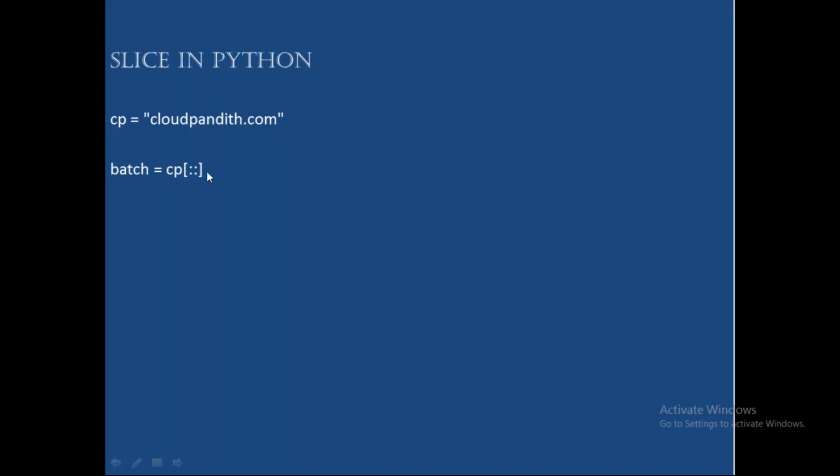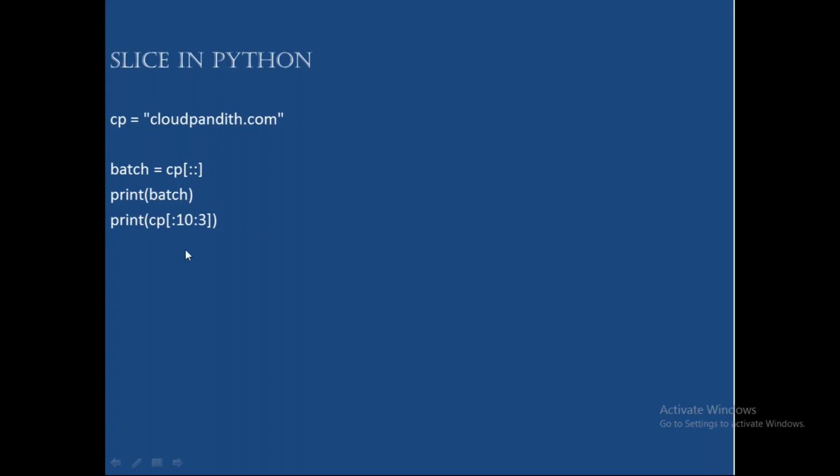Example. If I'm not mentioning anything, from the CP variable, whatever data you have, the entire data, cloudpandit.com, will print. When you print batch, it will print everything. Now I'm saying print with no starting value, so it should start the index from the beginning, from 0. Then the end value: the end index is 10.